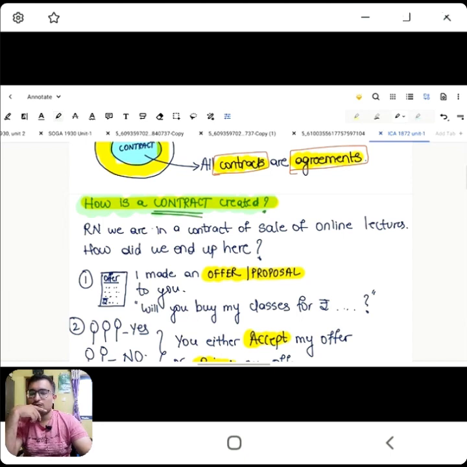Now, you see the advertisement and you decide that, okay, this seems pretty good. Let me subscribe to this. Let me buy this. You decide to accept my offer. You accept my proposal. You say, yes, sir, we are willing to buy your lectures. So now, when I gave you an offer, you accepted that particular offer. What has happened here? I have offered to teach you, you have offered to pay me. I have promised to teach you, you have promised to pay me my fees.